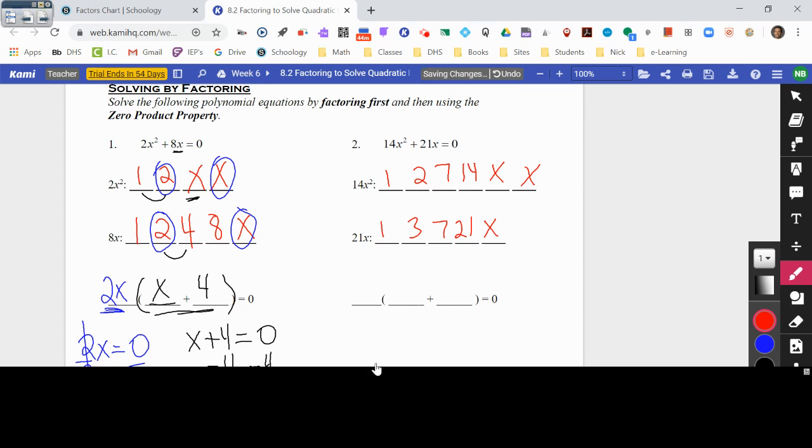Now that I listed out all my factors here, I'm going to find my greatest common factor. Again, I'm looking for numbers and or letters. So I see a 7 in common with both, and they both have an x in common. So therefore, my GCF is 7x.